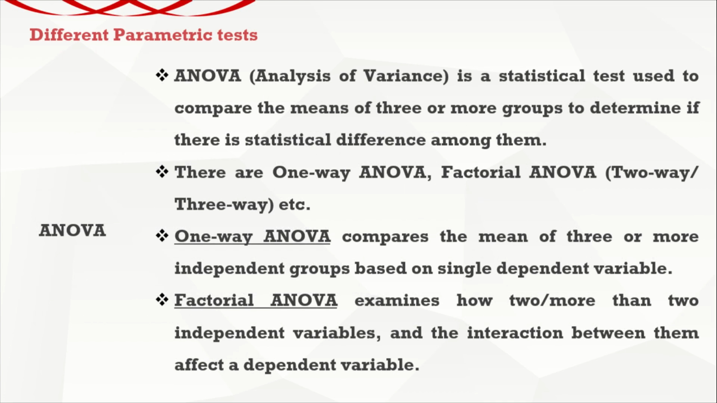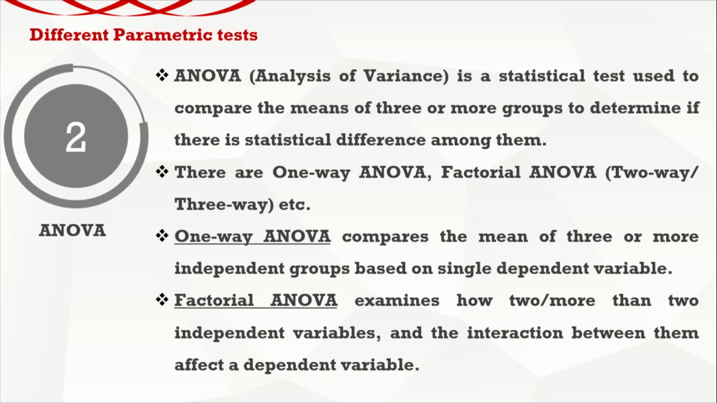The next parametric test is ANOVA. ANOVA, or analysis of variance, is a statistical test used to compare the mean of three or more groups to determine if there is statistical significant difference among them. There are one-way ANOVA or factorial ANOVA that may be two-way or three-way, etc. One-way ANOVA compares the mean of three or more independent groups based on single dependent variable. Factorial ANOVA examines how two or more than two independent variables and the interaction between them affect dependent variable.